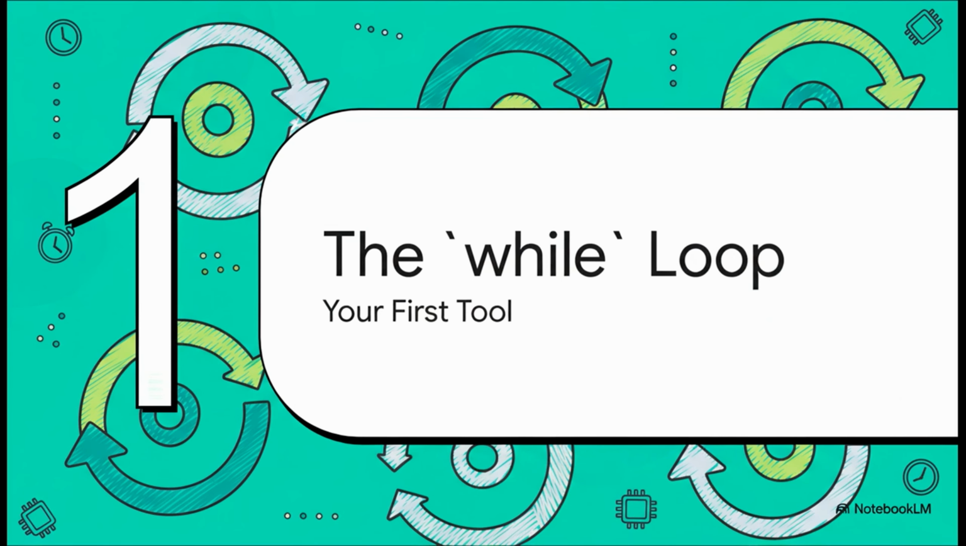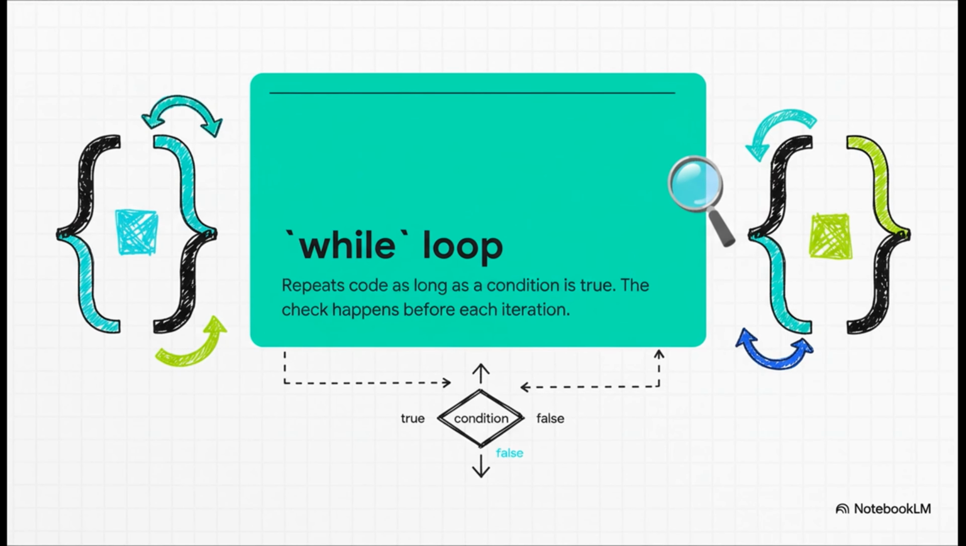All right, let's open up that Coder's Toolkit. The very first tool we're going to pull out, the real foundational one, is the while loop. It's super simple, but it's the bedrock for everything else. The way a while loop works is just beautifully simple. It's all about one question, one condition. As long as that condition is true, the code inside the loop keeps running. But here's the key part, the really crucial thing to remember. It checks that condition before each run. So if the condition is true, it runs. If it's false, it just skips the whole thing completely.